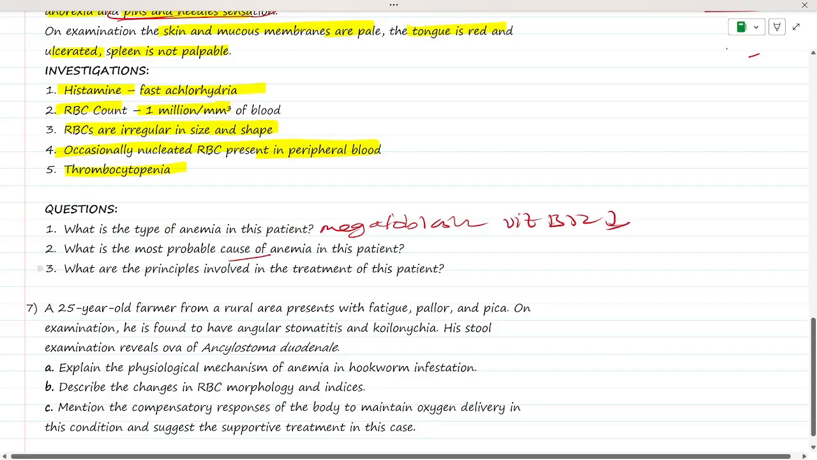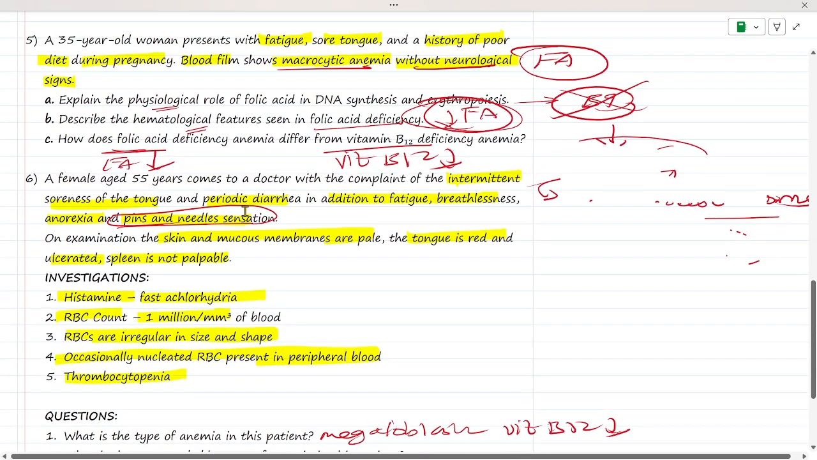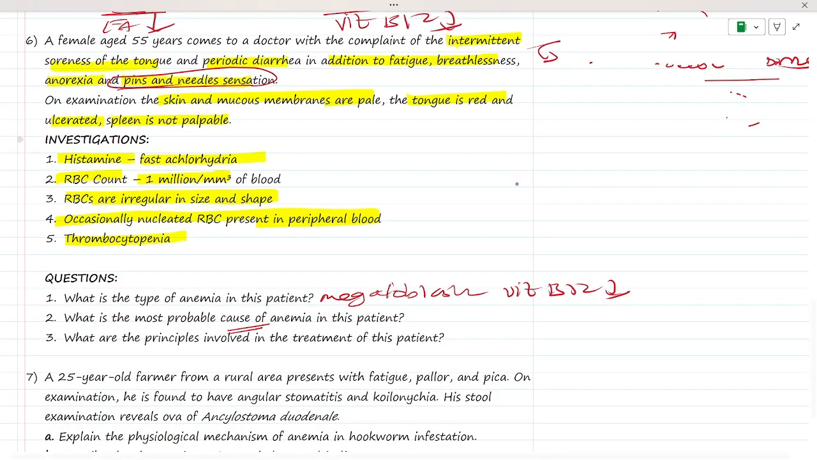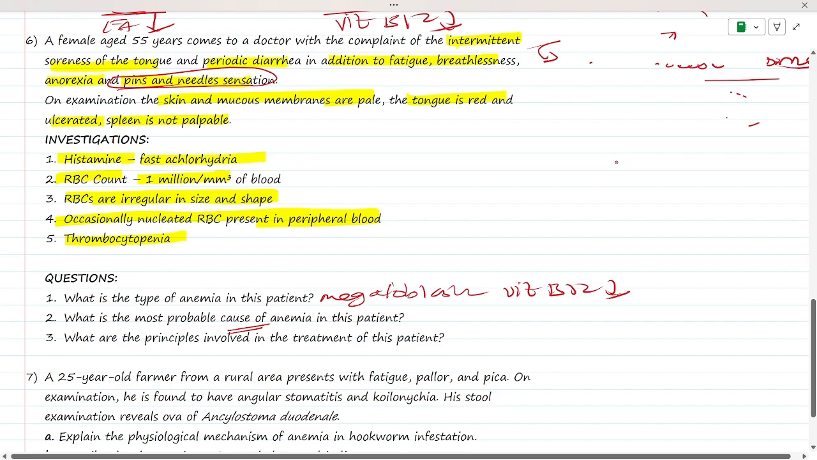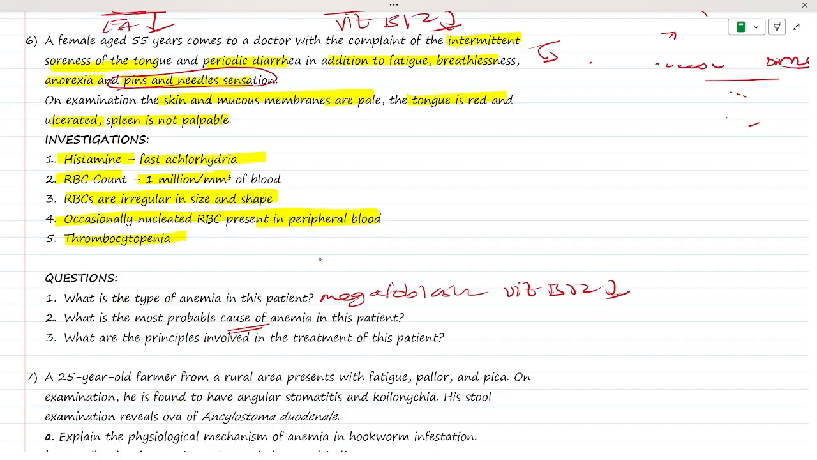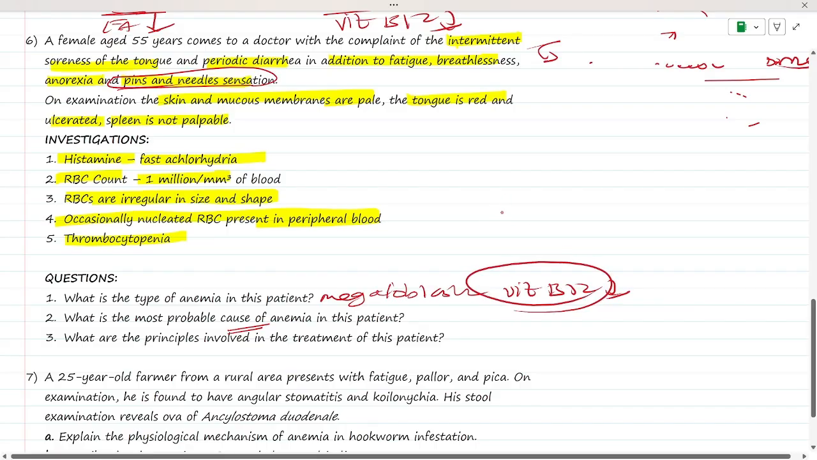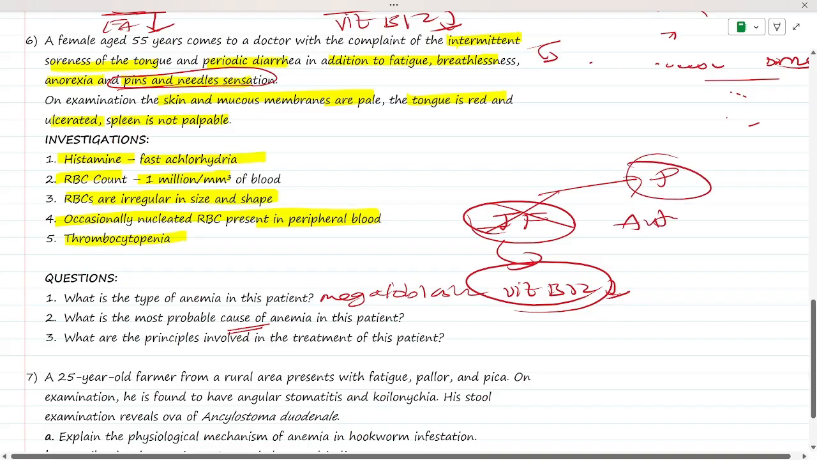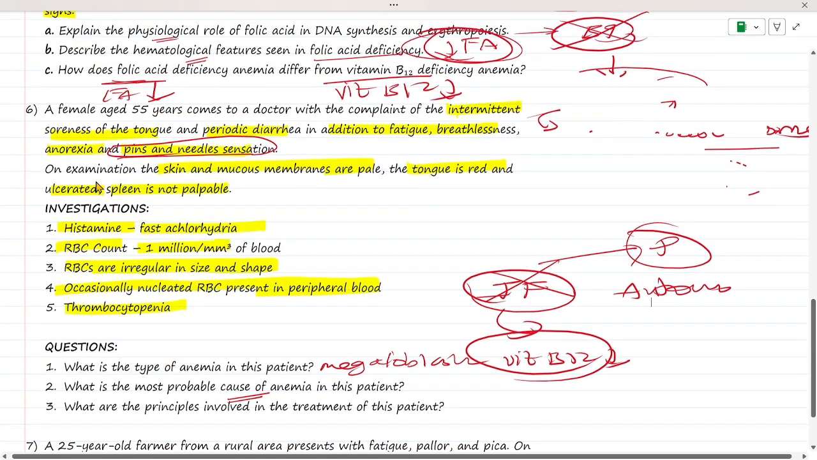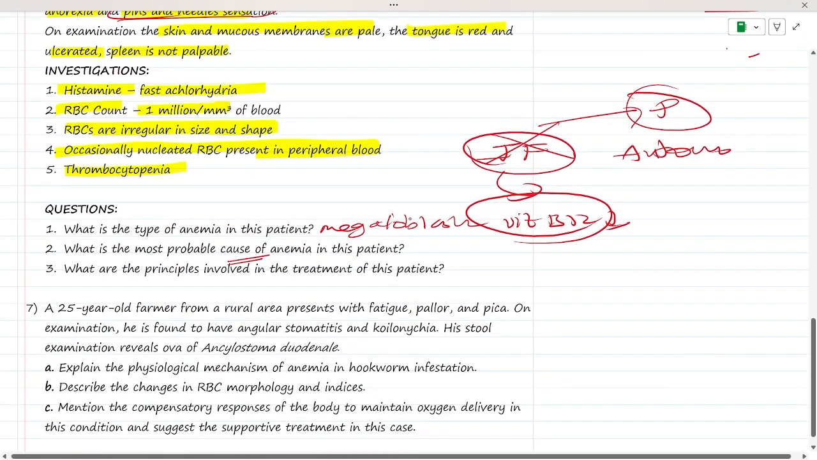What is the most probable cause of anemia in this patient? What do you think the most probable cause might be? Obviously, it is due to the autoimmune destruction of parietal cells, right? Vitamin B12 is decreased. What does it mean? Intrinsic factor is not present for the absorption. There are no parietal cells. So it is due to the autoimmune destruction of the parietal cells. Okay, this is the most probable cause.